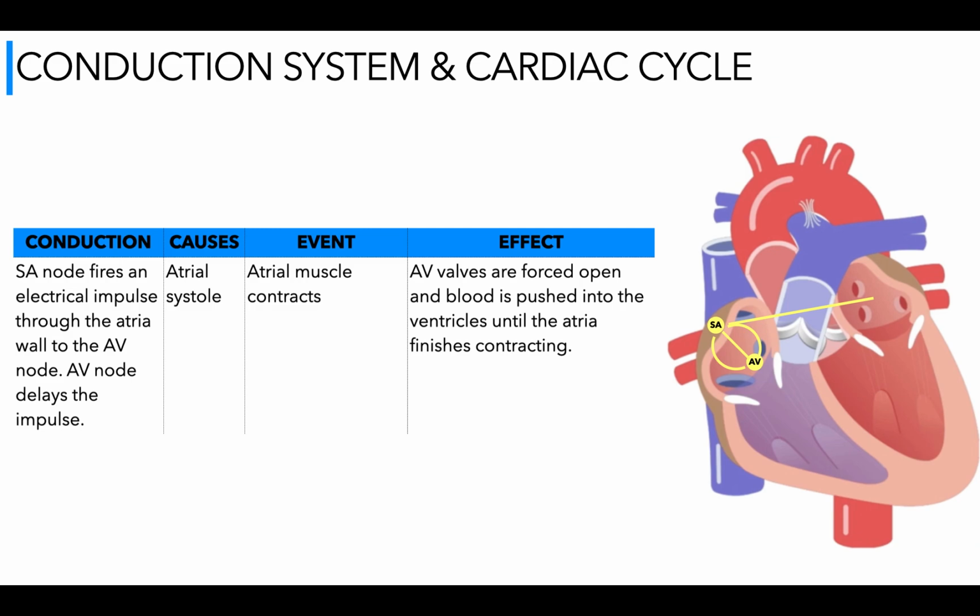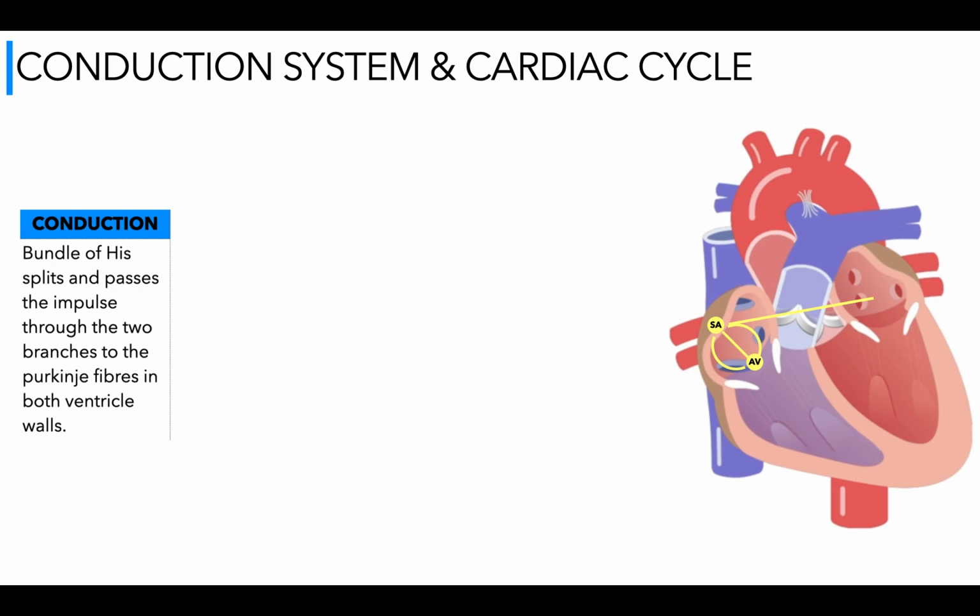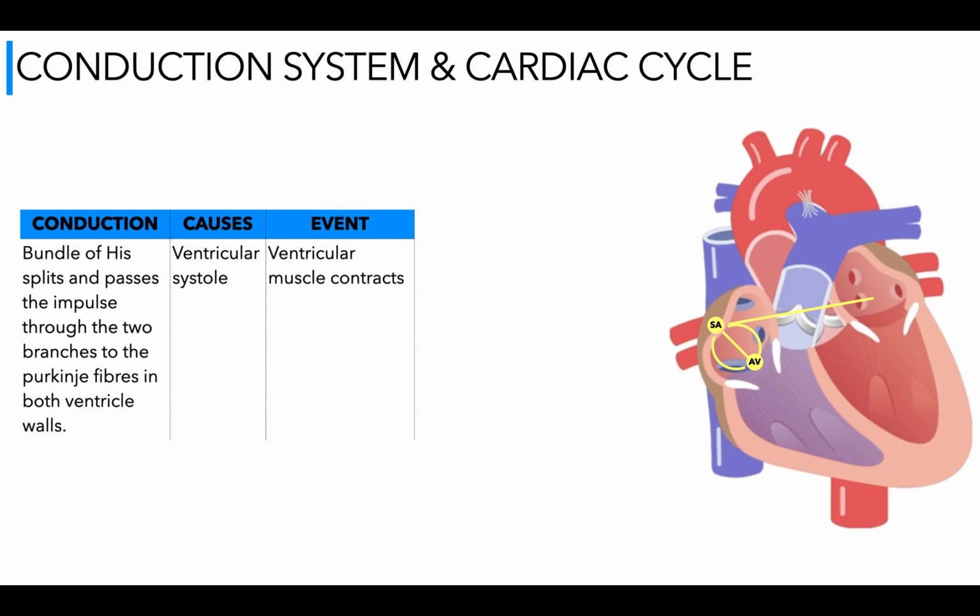So then we have one more phase. The pressure is now higher in the ventricles. Okay. But now we need the blood to leave the ventricle because it must go to lower pressure. So what happens is the bundle of His splits the impulse into two down the bundle branches and the Purkinje fibers distribute it in the ventricle walls. Ventricular systole is the cause of that conduction. What's the event? The ventricular muscle contracts. It forces that blood out.